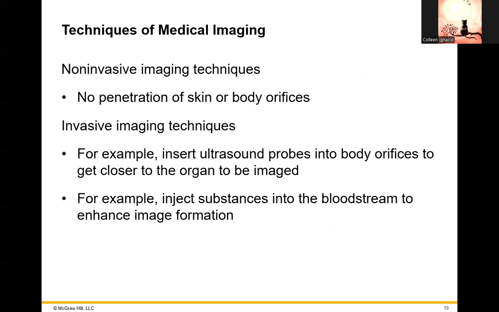And we do have invasive imaging techniques that we can use. An ultrasound probe can be used inside of the body orifices. An example of this is a transvaginal ultrasound. That is where an ultrasound wand is placed into the vagina of the patient to examine their reproductive organs. So that's just an example of an invasive kind of procedure.